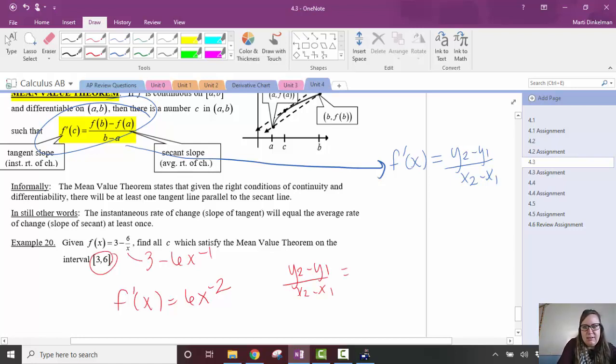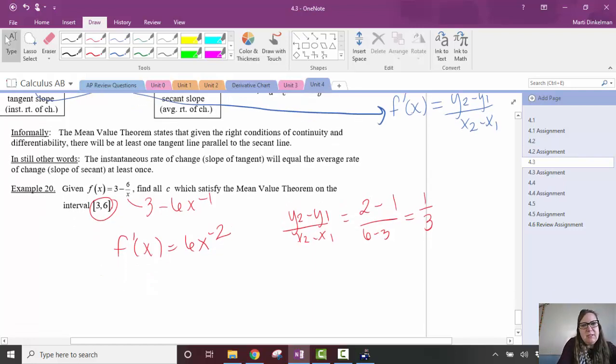Okay, they gave us the x's. We're going to have to find the y's. So when I plug a 6 in here, I get 3 minus 1, which is 2. I plug a 3 in, I get 3 minus 2, which is 1. So I think I get 1/3 here. So now my job is to set these two things equal to each other. So I'm going to call that 6 over x squared equal to 1/3. And I'm going to do cross product there and then solve.